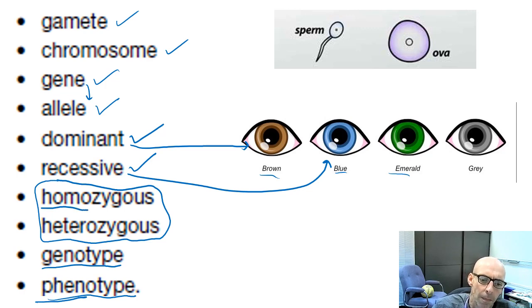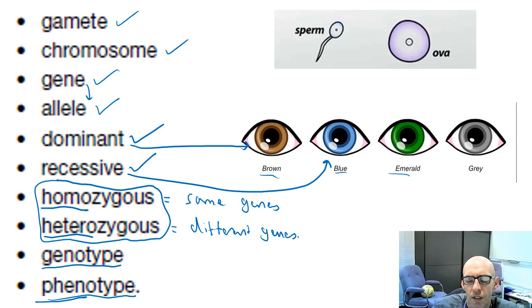Homo means same. Hetero means different. So if I wrote this in English rather than Latin, I would write same genes, and that would be different genes. So if you think about the person I just did, and we use letters for these, we don't tend to use whole words like I've been doing so far. So what I might say is, I'm going to call the brown gene a capital B because it's dominant, and I'm going to call the blue gene a small b because it's recessive.